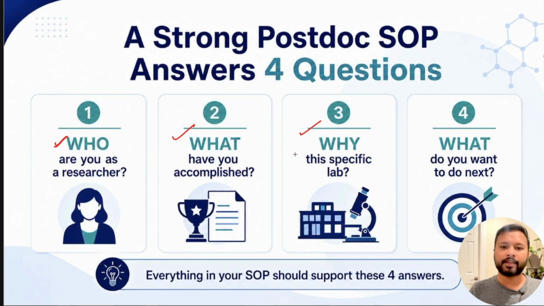And then why this specific lab. This is a very important question, where we are talking about why that specific lab. You are writing a statement of purpose to join as a postdoc in a certain lab, and this should not be generic. You are writing it for a particular lab, so you should be specific about why you want to join that particular lab. It should be very clear and come across in an easy way. The other person should understand and get convinced why you are joining their lab.